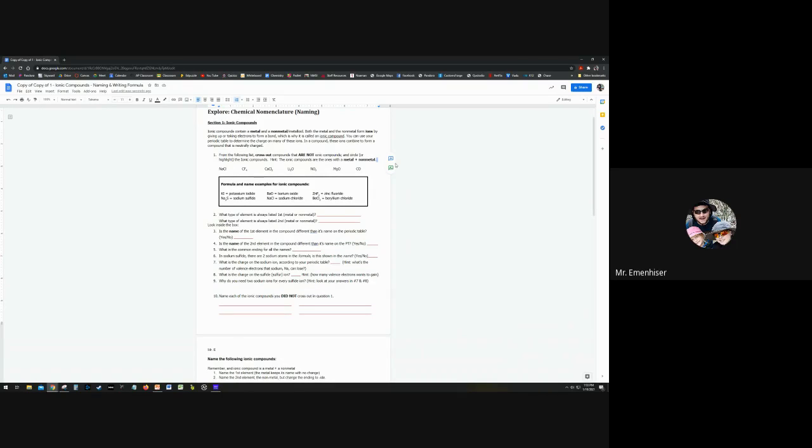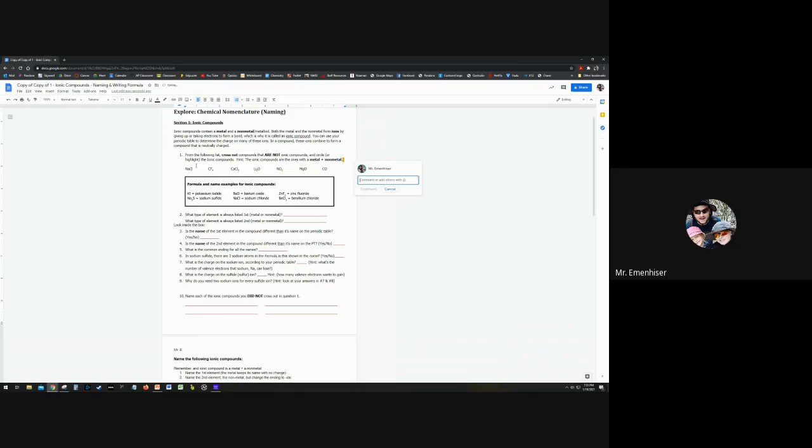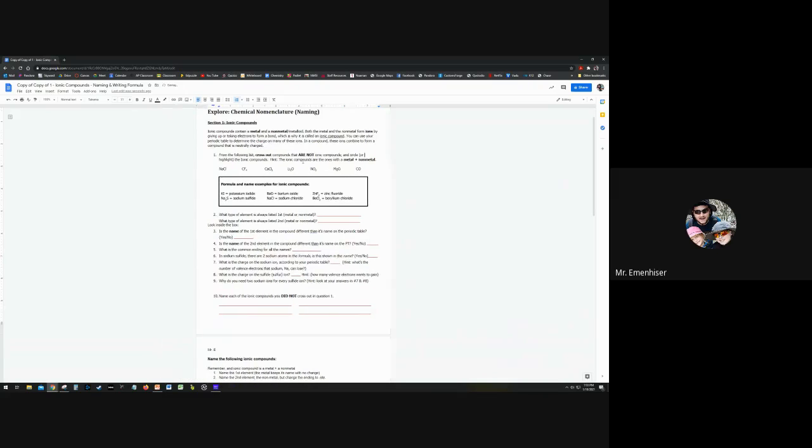It does say to cross them out, so I'm not sure how you guys would do this. I guess this part, don't worry about it. It says, from the following list, cross out compounds that are not ionic compounds and circle the ones that are ionic compounds. Ionic compounds are the ones with a metal and a non-metal. So you guys can skip this part because I'm not sure how you would draw an X on these. So I'm going to circle the ones that are ionic.